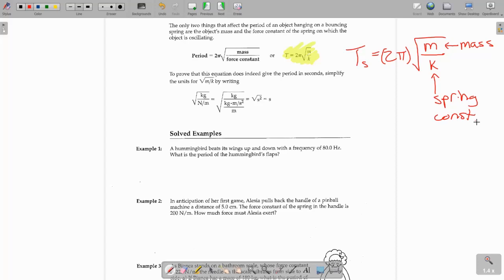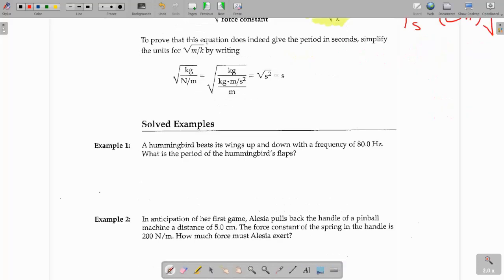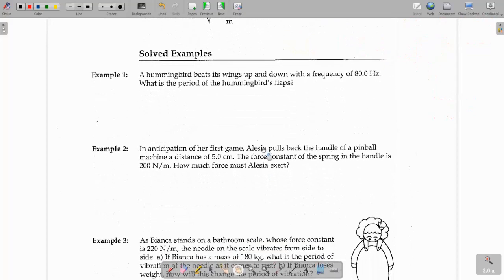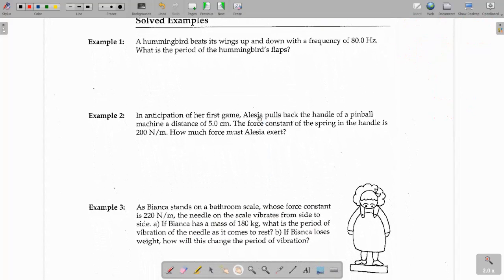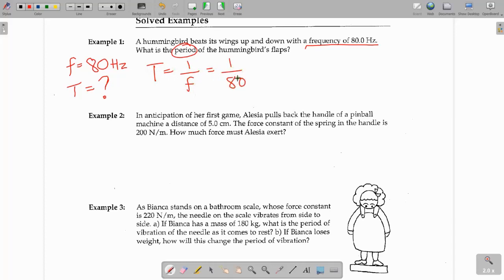Okay, so let's go through 3 example problems here together, and then you'll work on some on your own. The first one says a hummingbird beats its wings up and down with a frequency of 80 hertz. What is the period? This is nothing new. We've already done problems like this. Frequency is 80 hertz. We're looking for the period. We know that period and frequency are reciprocals. So period is equal to 1 over frequency, which will be 1 over 80 hertz.